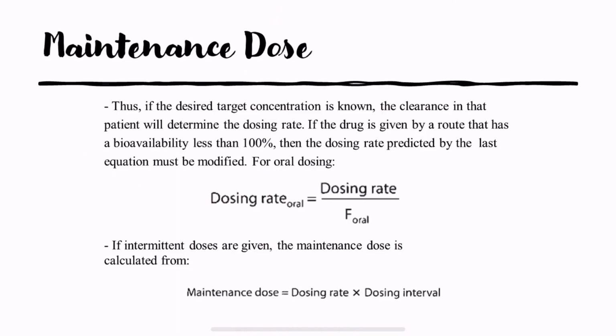Next, if the desired target is known, the clearance in that patient will determine the dosing rate. If the drug is given by a route that has a bioavailability less than 100%, then the dosing rate predicted by the last equation must be modified for oral dosing. So this is the one: dosing rate for oral equals dosing rate divided by the bioavailability. If intermittent doses are given, the maintenance dose is calculated from this formula: maintenance dose is equal to the dosing rate multiplied by the dosing interval.